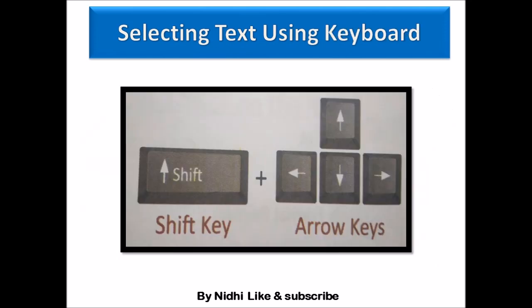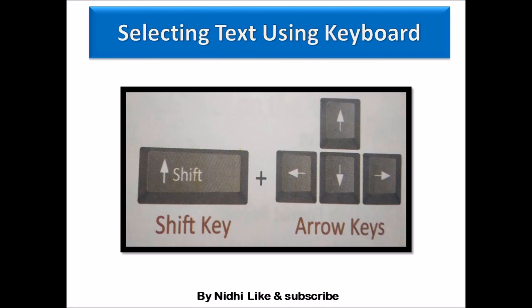Next is selecting text using keyboard. If you want to select text using keyboard, just see these keys, because with the help of these keys, we are going to select the text from keyboard. First key is the Shift key, and the Control key is also used, and then these are the arrow keys. Arrow keys are 4 keys, that is up arrow key, down arrow key, left arrow key, and right arrow key. With the combination of these keys, we are going to select from keyboard.